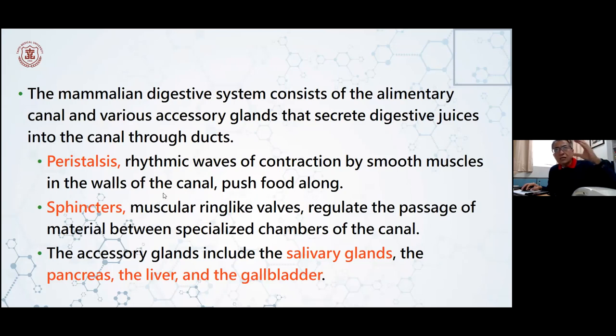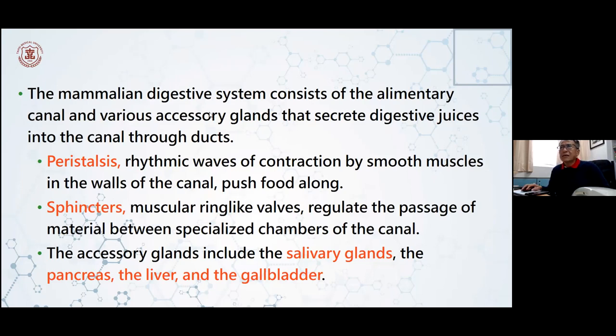And in the digestive systems, there are some muscles that can regulate the food. So for example, for the food from the esophagus to the stomach, there is a sphincter. Sphincter is a muscular ring-like wave. They will control the food. And when the food is ready, they will open the sphincter and make the food move down. So the sphincter is a muscular ring-like wave, regulating the passage of material between the specialized chambers, such as from the esophagus to the stomach, from the stomach to the small intestine. So this control of the food moving down is by the sphincters.